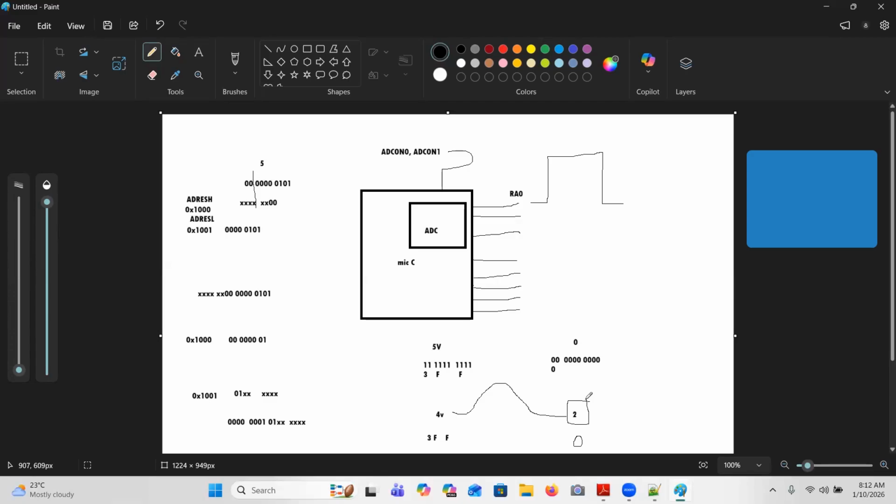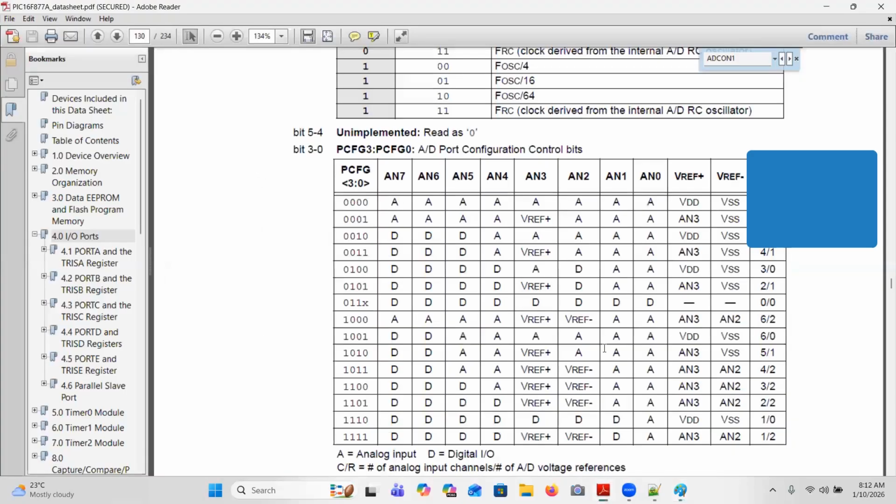Got it. So that is why we have a V reference. If the sensor is producing from 0 to a certain volt, we need not bother about this V reference minus.